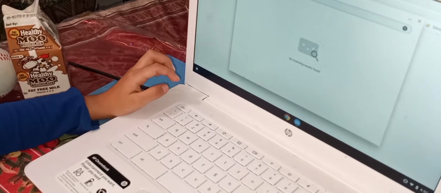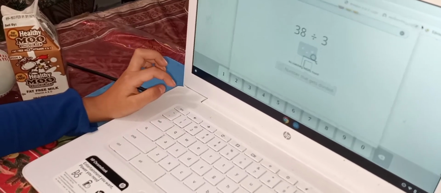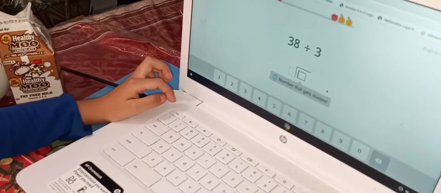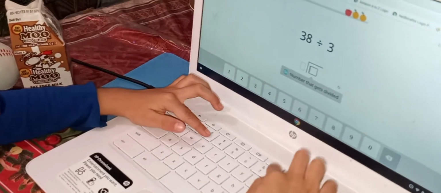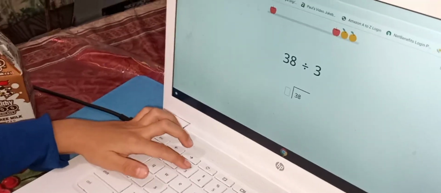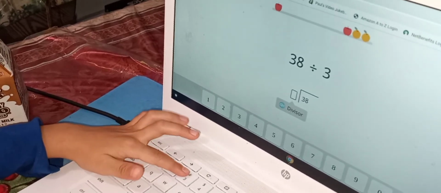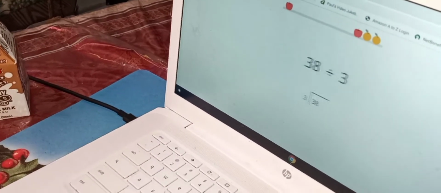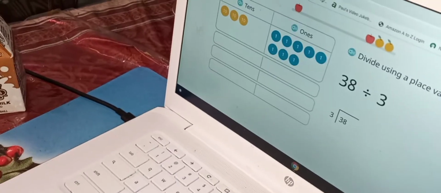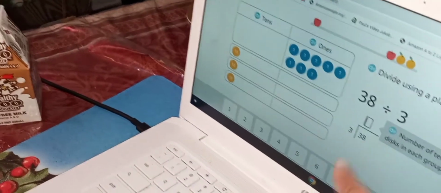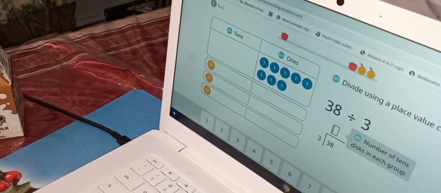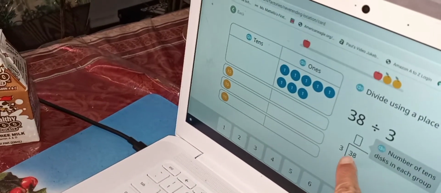What's this? Alright, the number that gets divided? 38. Alright, the divisor is? 3. Alright, what number do you have to divide first? What's the first number at the tens?